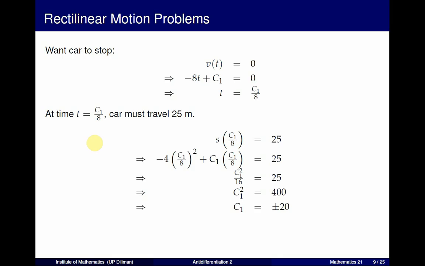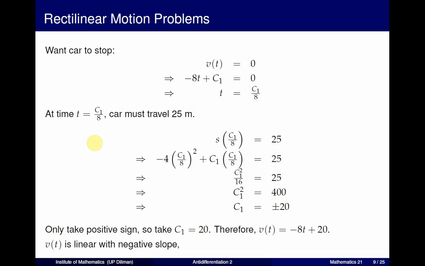But as I've said a while ago, c sub 1 is positive. So we will take c sub 1 equals 20. So that means that v of t is negative 8t plus 20, which is linear with negative slope. That means that the maximum velocity will be obtained when t is smallest. So maximum speed is v sub 0, which is 20 meters per second. And that is the answer that we want.